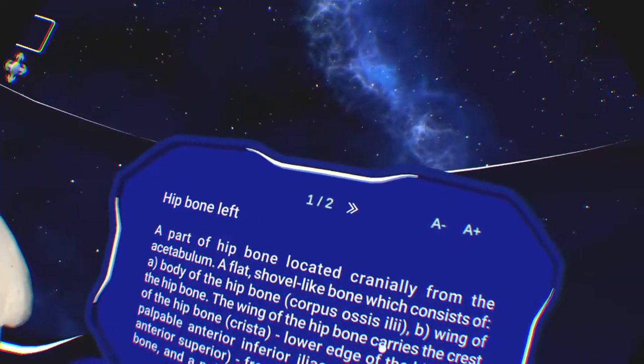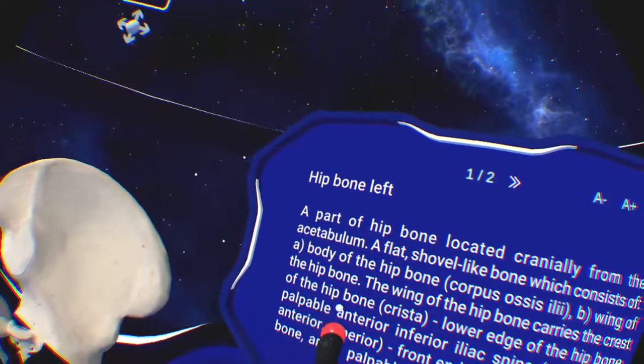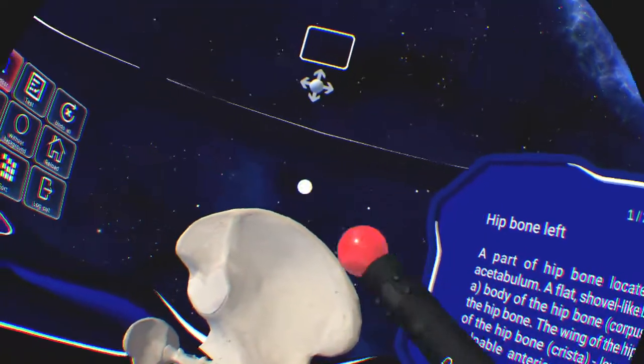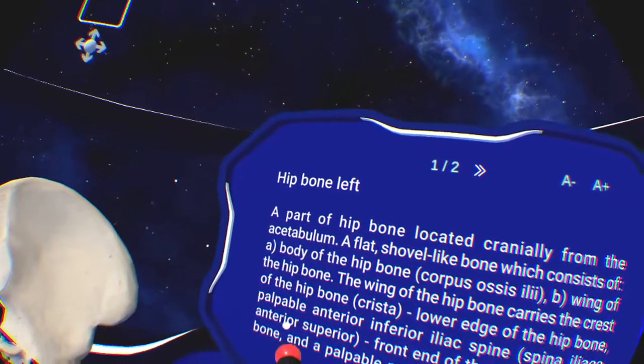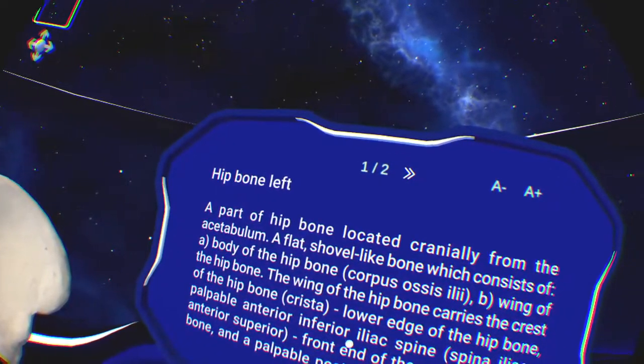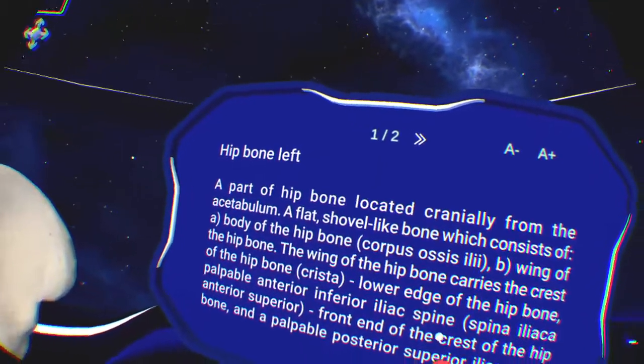The wing of the hip bone carries the crest of the hip bone, or crista. Lower edge of the hip bone, palpable anterior inferior iliac spine.